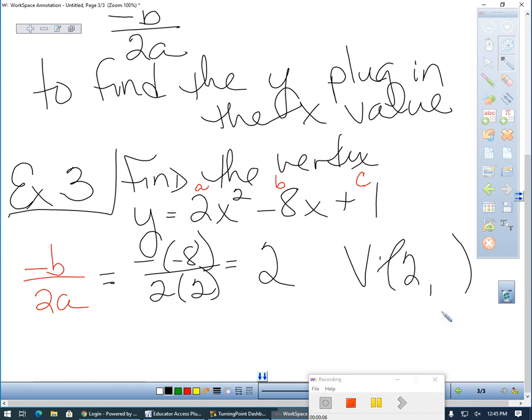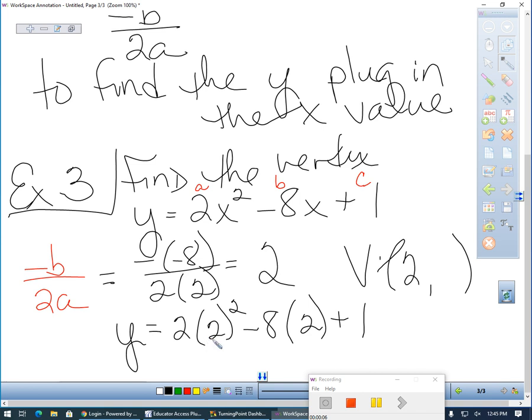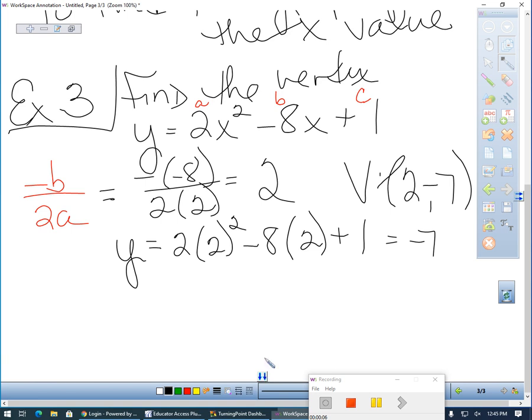How do we find the y value? Plug it in. So we're going to plug it back into our equation. y equals 2 times 2 squared minus 8 times 2 plus 1. So 2 squared is 4 times 2 is 8. Minus 16 is negative 8. Plus 1? Negative 7. And that's the y value of the vertex. So now that I know the vertex, could I write this in vertex form?